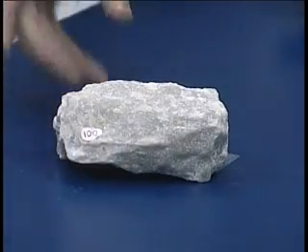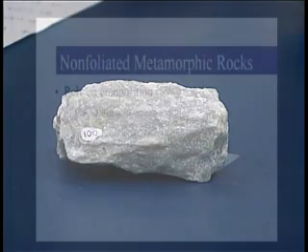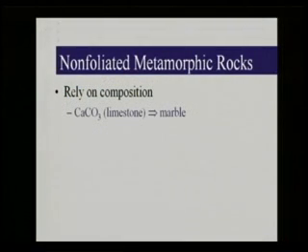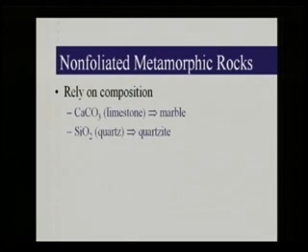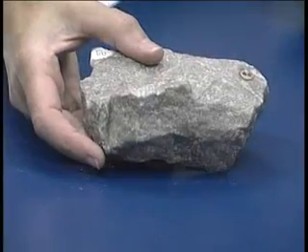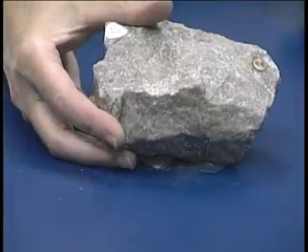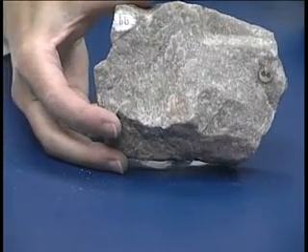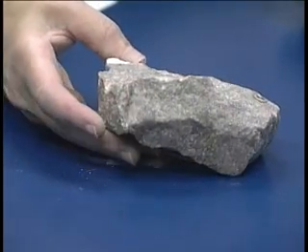Okay, we can also have a metamorphic rock that results from the metamorphism of silicon dioxide or quartz, and we end up with a quartzite. And I have a hand sample to show you of quartzite. Again, different colors of quartzite as well.